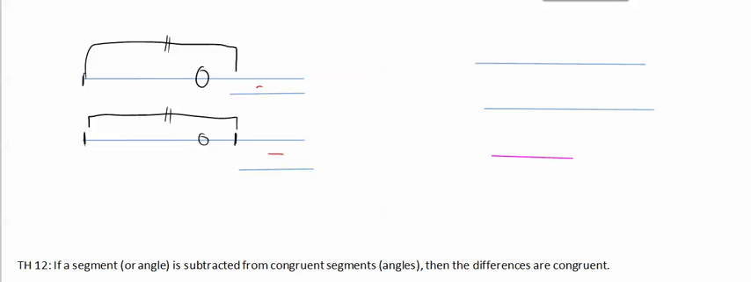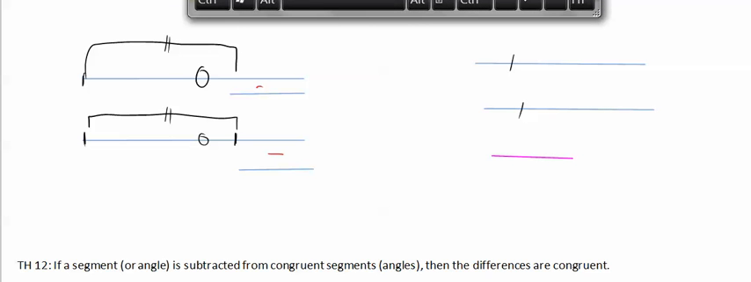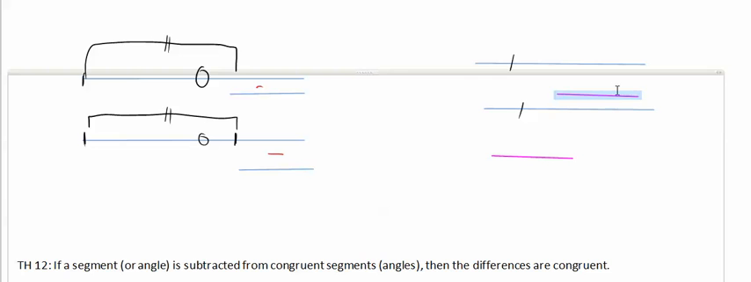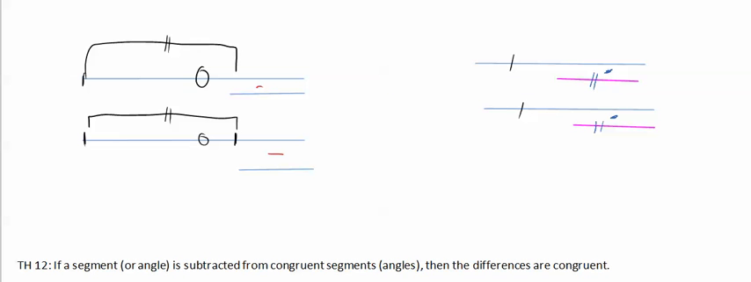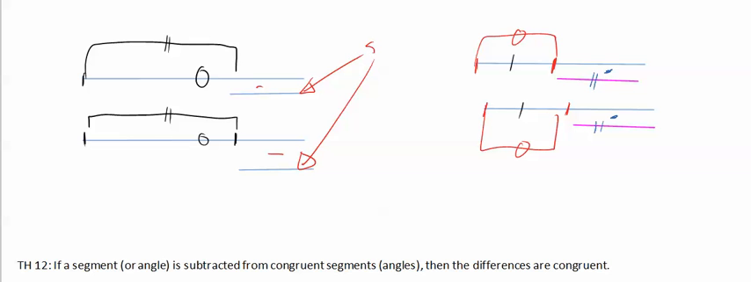The same can be said if I have two congruent segments and I take away congruent segments from each one. The resulting difference will be congruent. Again, the difference between these two theorems is this is the same segment, while this is a congruent segment.